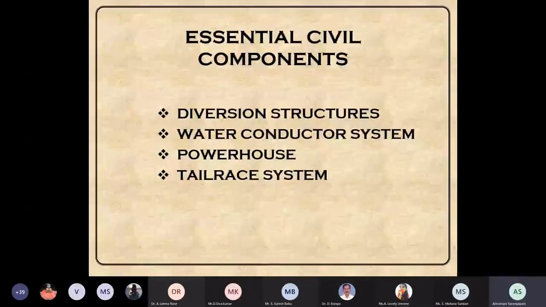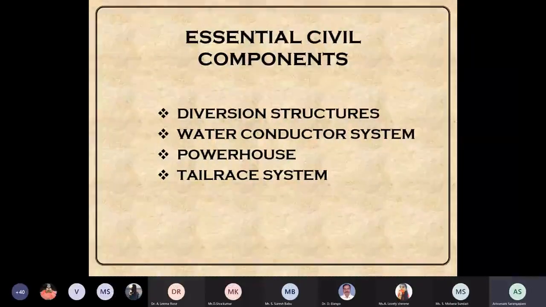All of these are diversion structures, which are used to divert the water. From a river, we put a barrier, and from that barrier we divert the water for our use, for our hydropower production. So we put a dam there. That's why it is called a diversion structure.